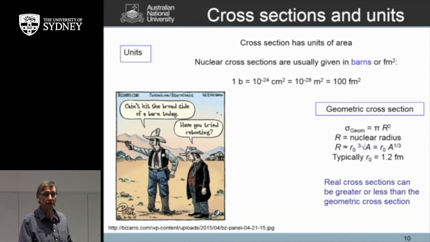Why is that? Why would that be? Why would its effective cross-section be bigger or smaller? Anybody willing to have a go? Absolutely right, forces. So you might have a repulsive force, which reduces the probability of an event happening, or you might have a favourable force that makes it more likely.